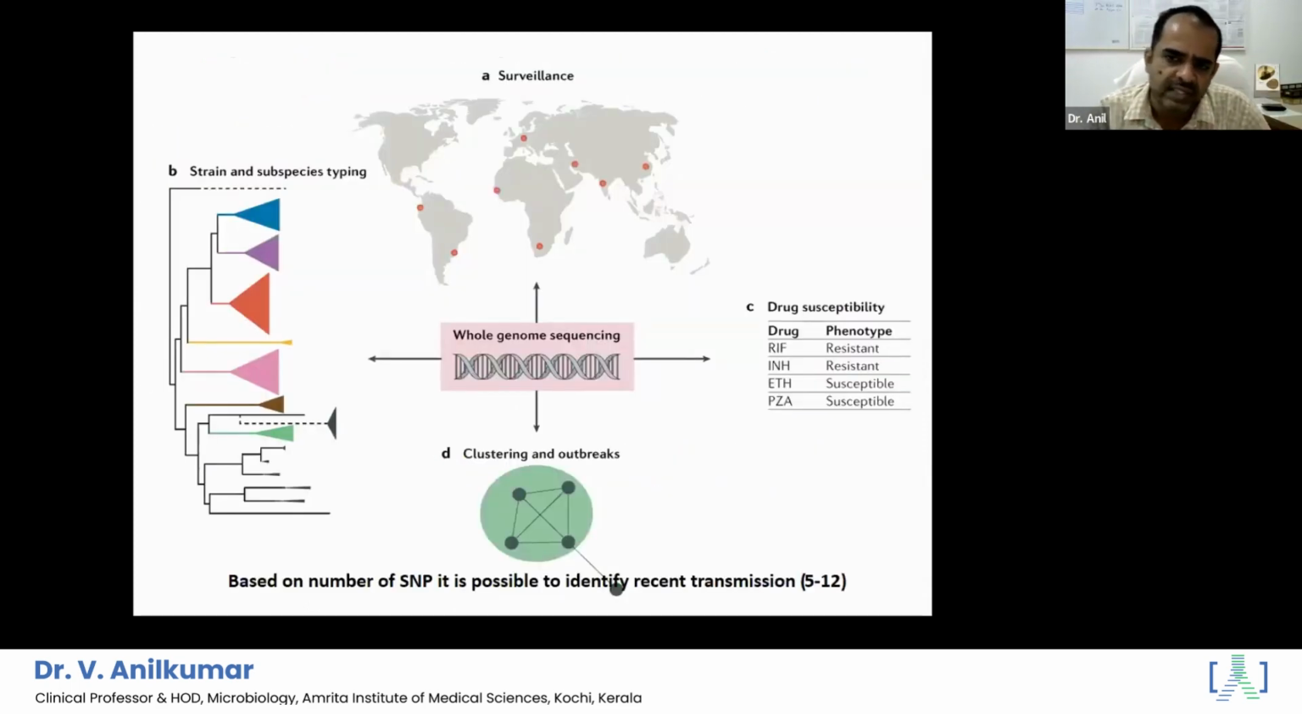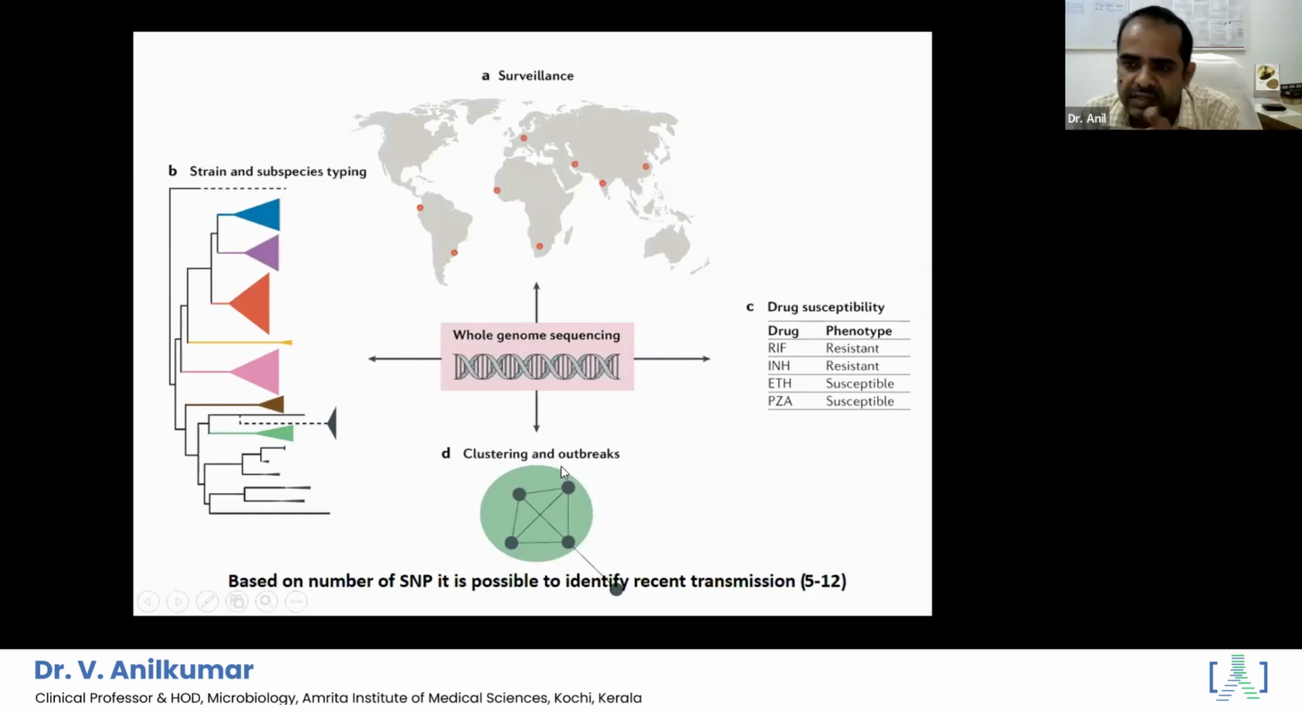So after knowing the resistant phenotype of the bacteria, you can also identify whether they are clustering or not. So you have the whole data of the bacteria, the lineages and all the SNPs. So depending on the number of SNPs, if the SNPs in two strains are less than 10, something around 5 to 12 SNPs, then they are almost identical. Those bacteria are almost identical. It could be either recent transmission or it could be a contamination. It could be an outbreak, a clustering, or it could be a contamination also.